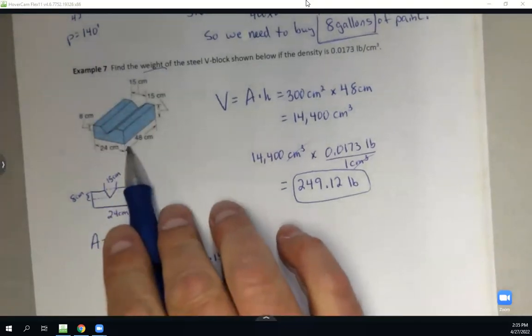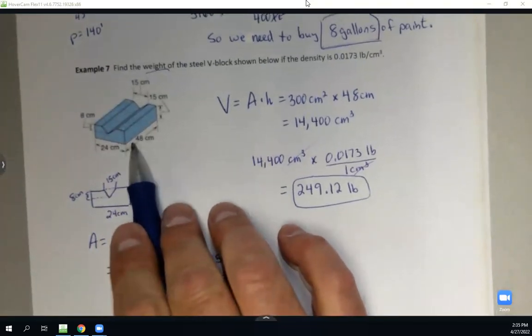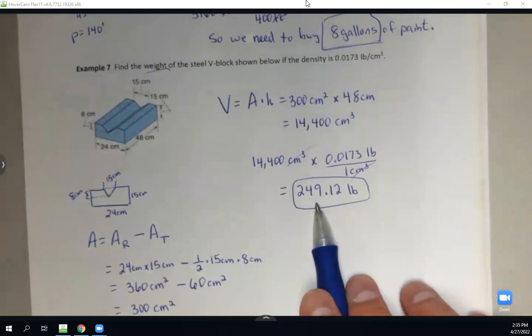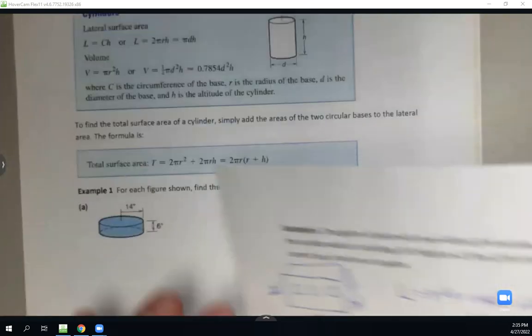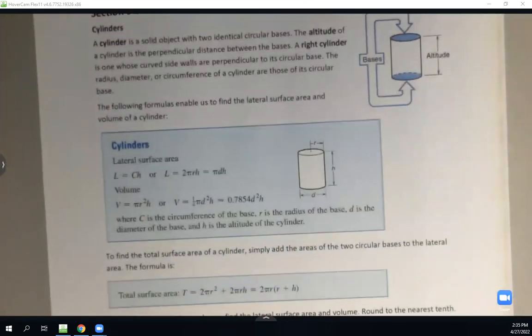So this V block, the steel V block, would weigh 249.12 pounds. So about 250 pounds is what that would weigh. So pretty heavy. Make sense? Okay. So that finishes the section 9.1 notes. So you should be able to handle the section 9.1 homework.